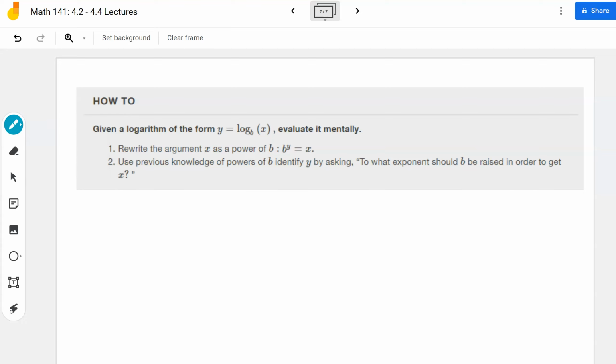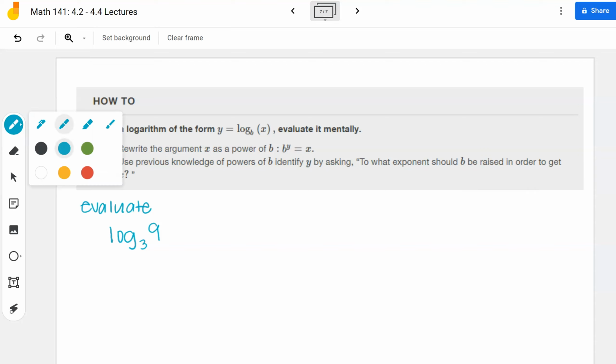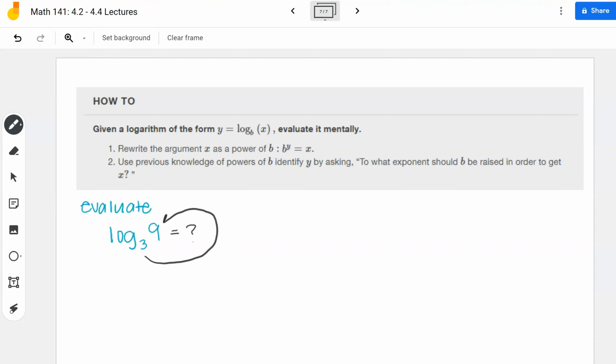So we can look at a very simple example. Let's go ahead and evaluate, which means find the value of, something like log base 3 of 9. We have two ways to do that. We can rewrite this as an exponential, because those are just easier for our brain to handle. If I rewrote this as an exponential, it's 3 to the we-don't-know-what equals 9. And we'd be like, oh okay, obviously the we-don't-know-what is 2.